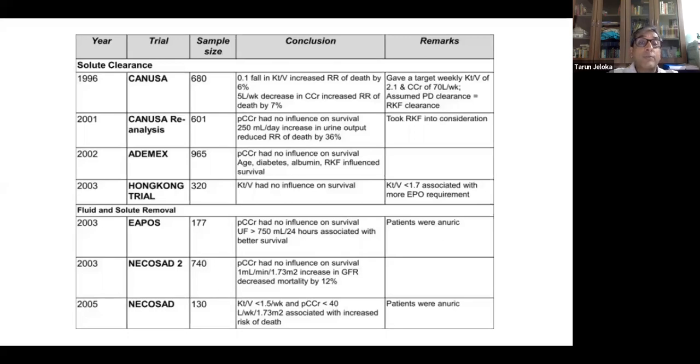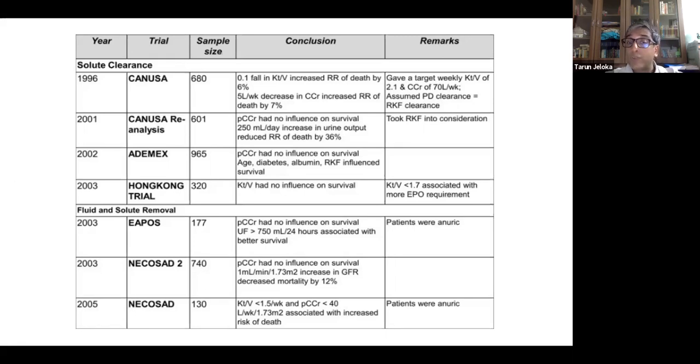The Hong Kong trial was done, which also showed KT over V has no influence. They targeted even less than 1.5 as well, right? But what they found is that KT over V less than 1.7 required more erythropoietin, ESAs. So these are some landmark solute clearance studies, and there were others, like the European study, which showed that peritoneal clearance had no influence. So there are many studies which showed peritoneal clearance doesn't influence survival.